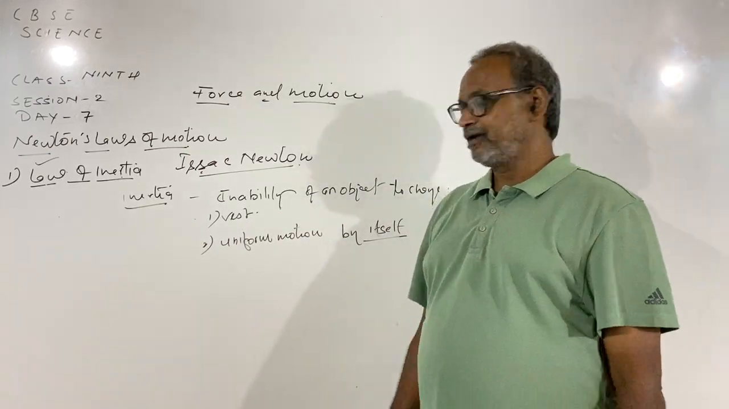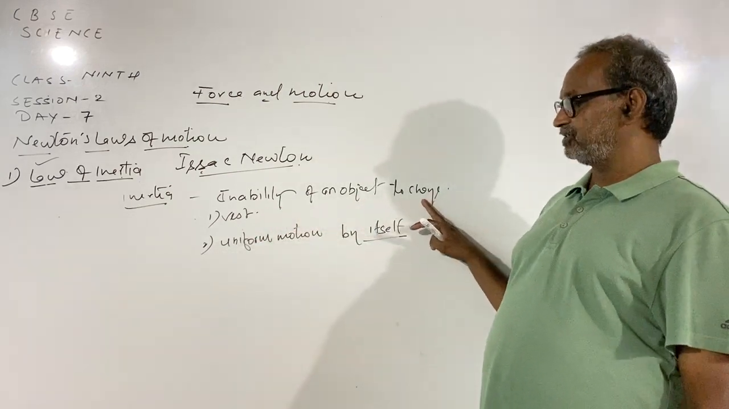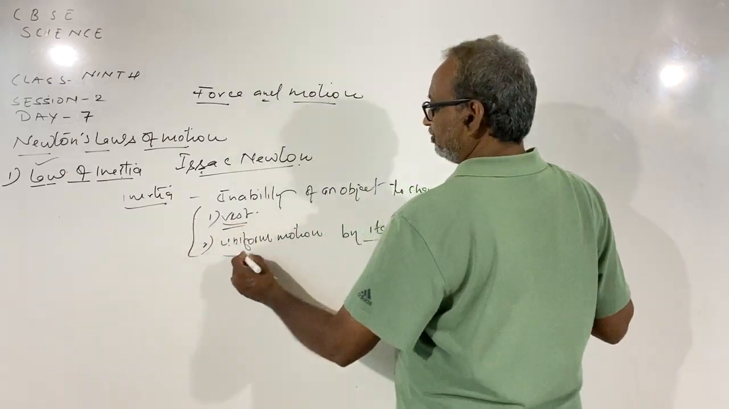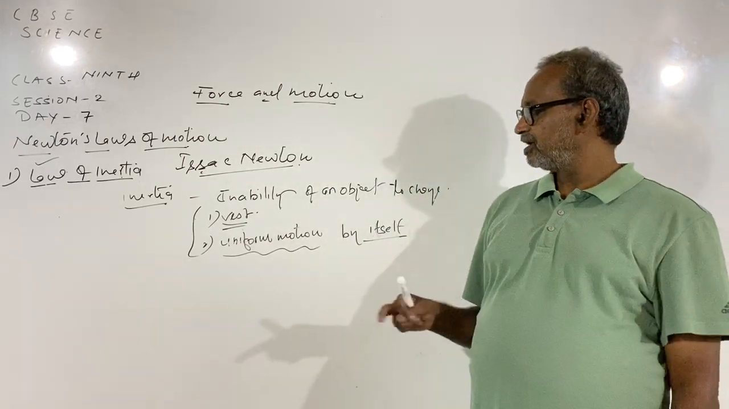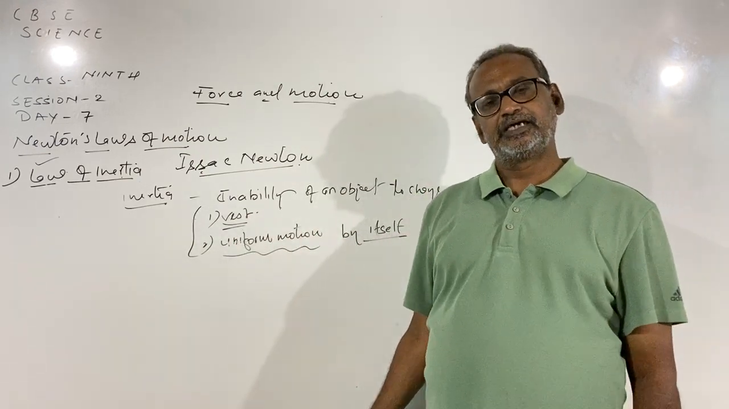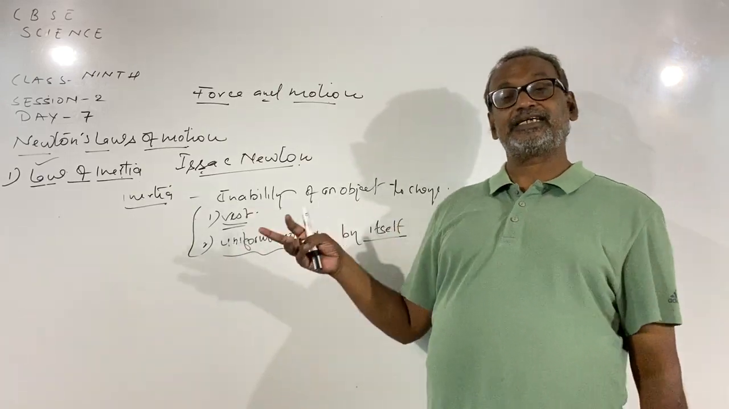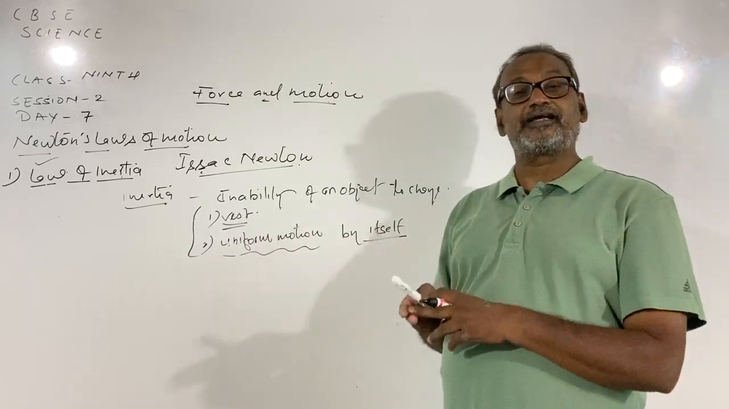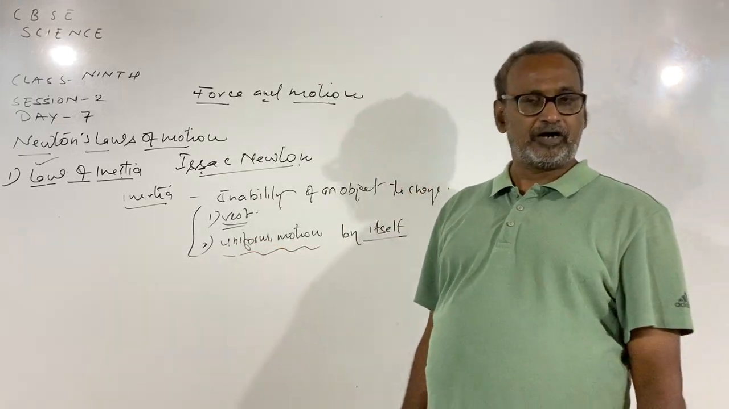What is inertia? Inertia is the inability of an object to change its state of rest or uniform motion along a straight line by itself. It means an object at rest cannot change its state of rest by itself. An object which is in uniform motion cannot change its state of uniform motion. That is, it cannot increase or decrease the speed of the body. It cannot change the direction of the body.